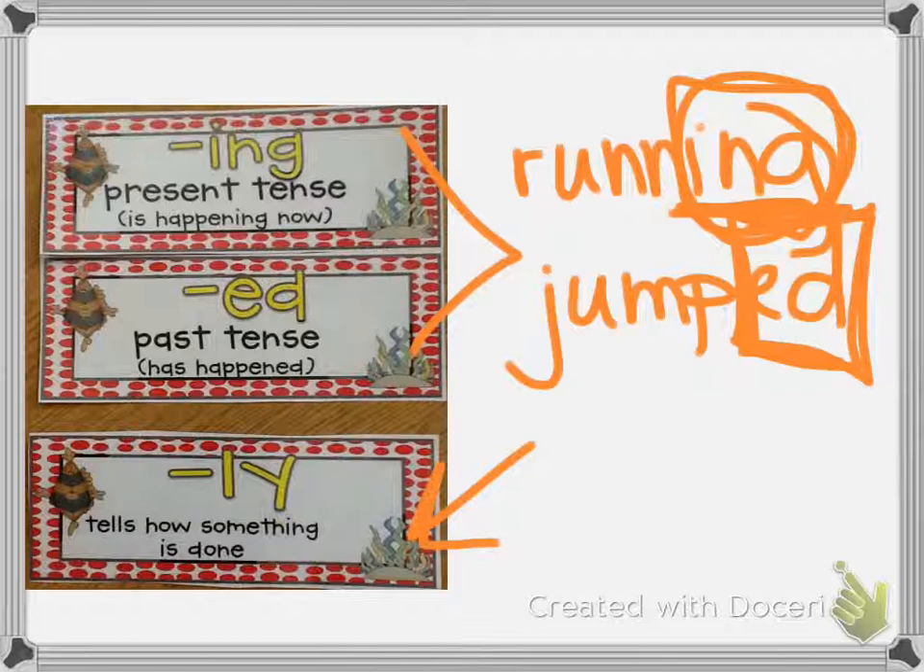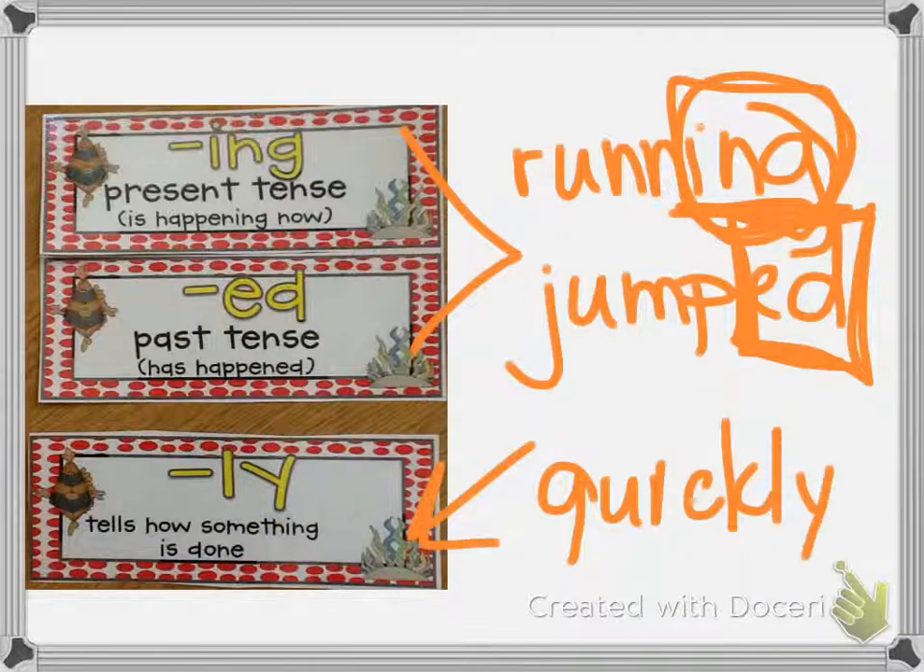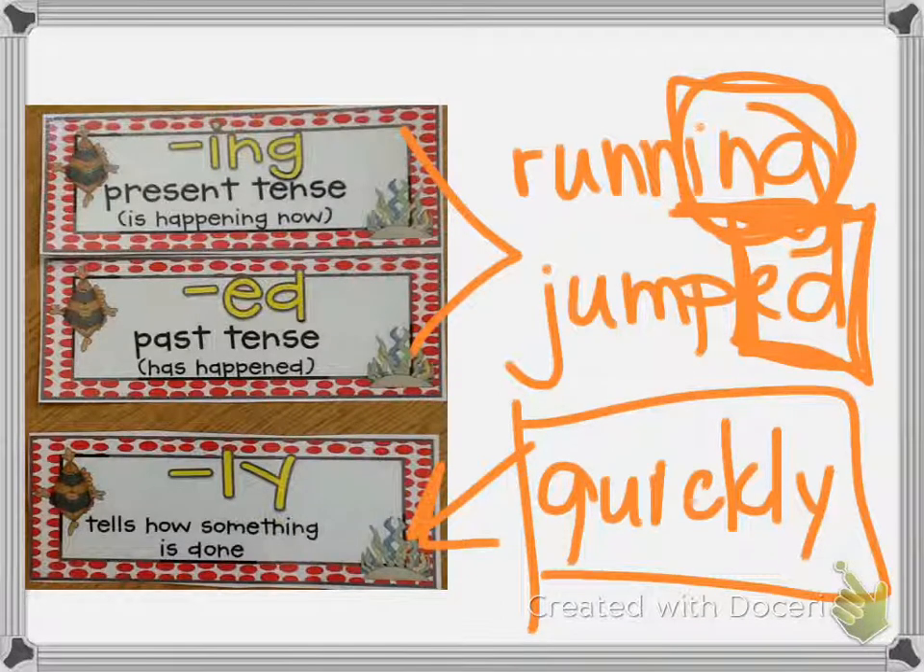Ly is used at the end of a word, at the end of an adjective that describes a verb. So here's a good example. Quickly. Tells me how I'm doing something. How I'm running. Maybe I'm running quickly. So that's a great tool to use in your writing. Use words that end in ly to help describe what you're doing.